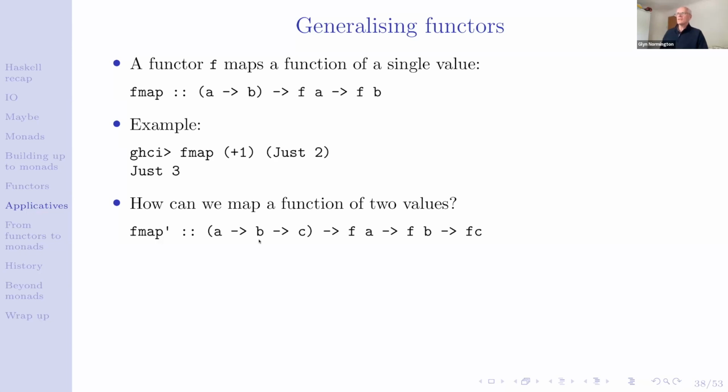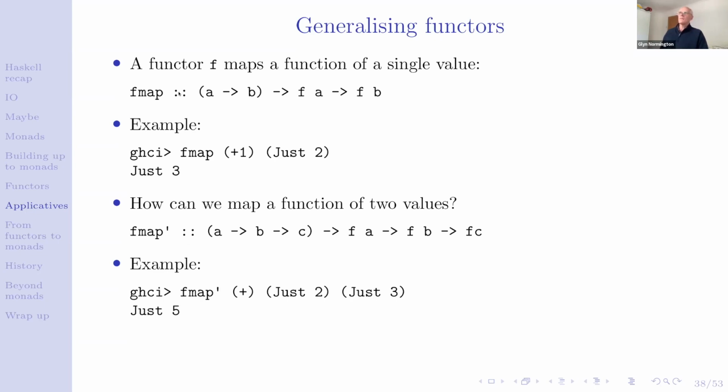If we had this function a to b to c, and we want to take an f a and an f b, and map and produce an f c, how can we do that? Okay, we'd end up with fmap' of, take plus, for example, as a function that would take a number, another number, and produce a number. If we fmap' plus over just 2 and just 3, we'd expect to get just 5. So you can imagine writing the implementation of fmap' to get that to work. We won't go into details here and do it.